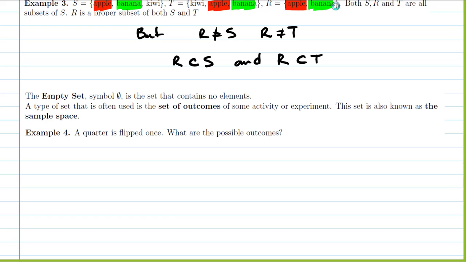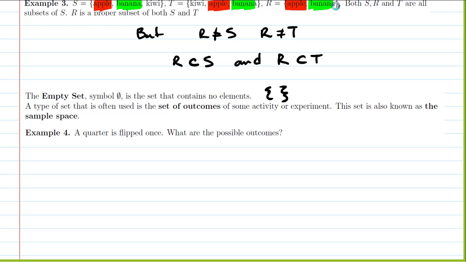So in brace notation, we would write it like this, because it contains nothing in it. A type of set that is often used, and what we're going to be focusing on, is the set of all outcomes or possible outcomes of an activity or experiment. This set is also known as the sample space. So when we're talking about an event, the sample space or the set of outcomes is all the possibilities that could occur. So let's take a look at example 4.